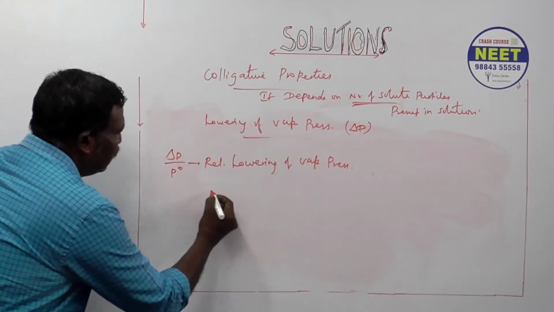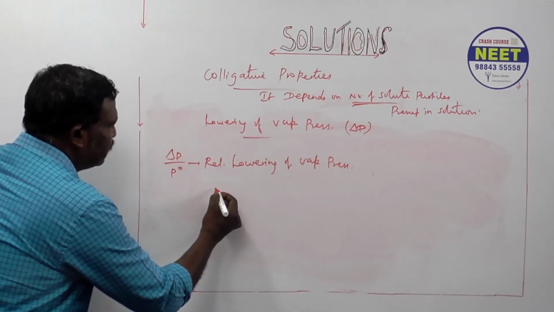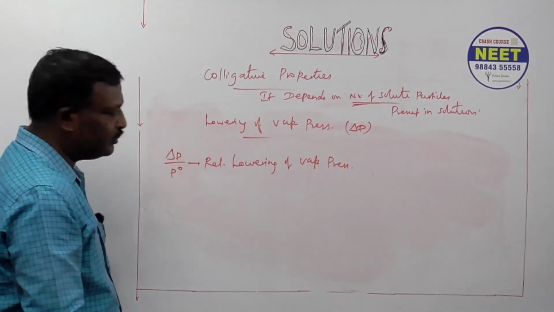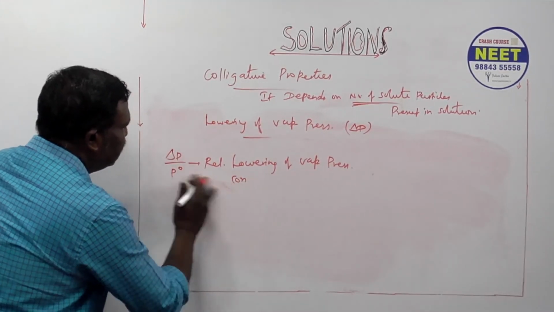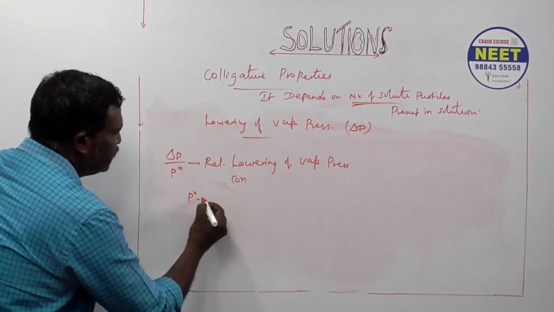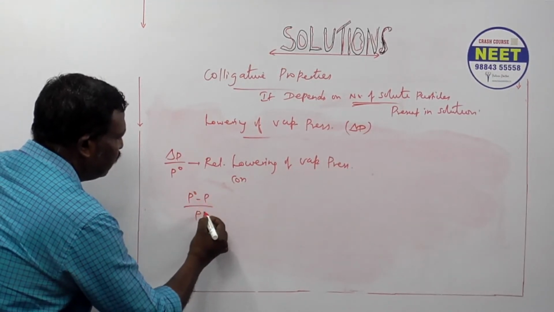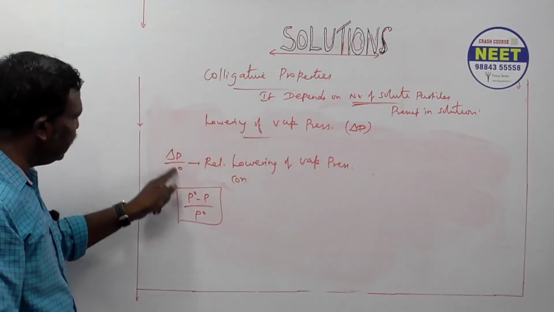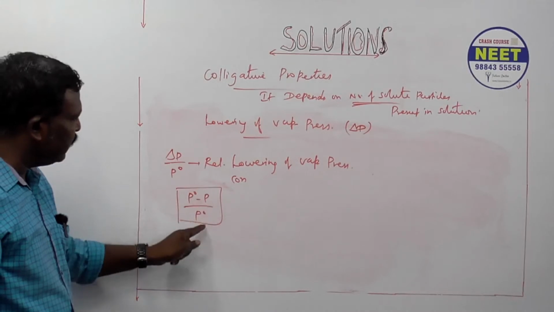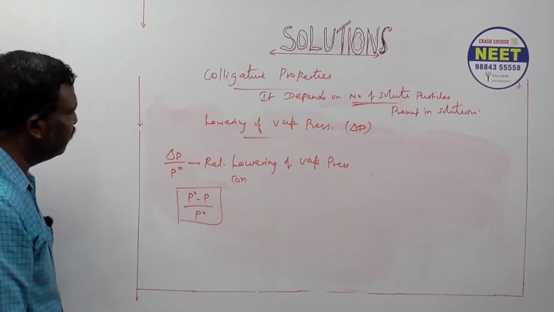Now, how to write this one? Del P is nothing but P naught minus P, so we can write the same thing as P naught minus P by P naught. Both are the same. Instead of del P, I put P naught minus P by P naught. Just copy this.